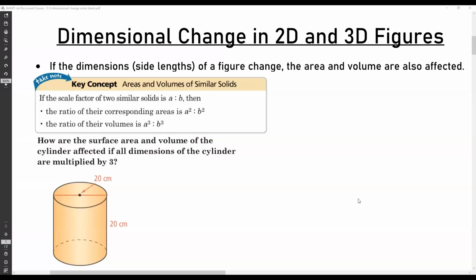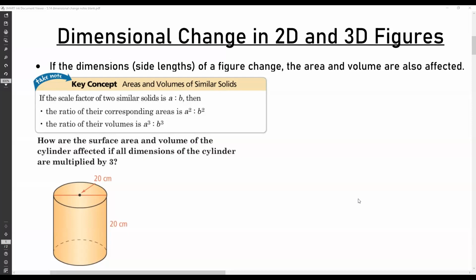It's Miss Campbell, and today we're going to cover dimensional changes for 2D and 3D shapes. All right, so dimensional changes. That means we're going to be changing the dimensions or the side lengths of our figure. And so when you do that, your area and your volume change as well. Okay, so we're going to first look here.